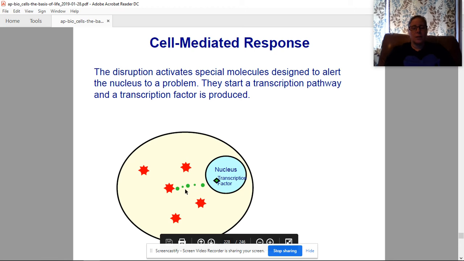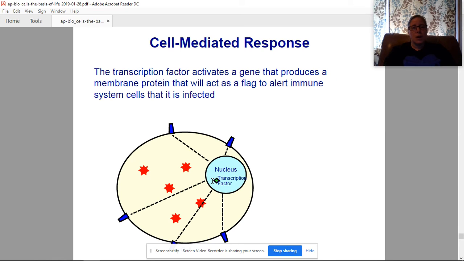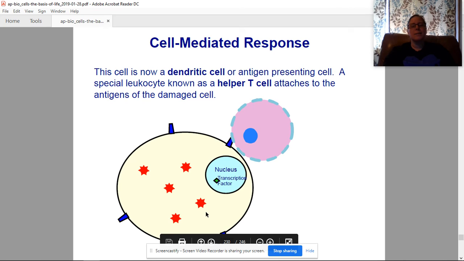So there are some signal proteins that will signal saying, "Oh, hey, we've got an invader. We've got a problem. We have been compromised." And now a transcription factor is going to be produced that will activate a gene that produces the membrane protein that will flag it. So now it's like, oh, we're compromised. We're bad. And now the immune system is going to say, I see you. We're going to go ahead and get rid of you.